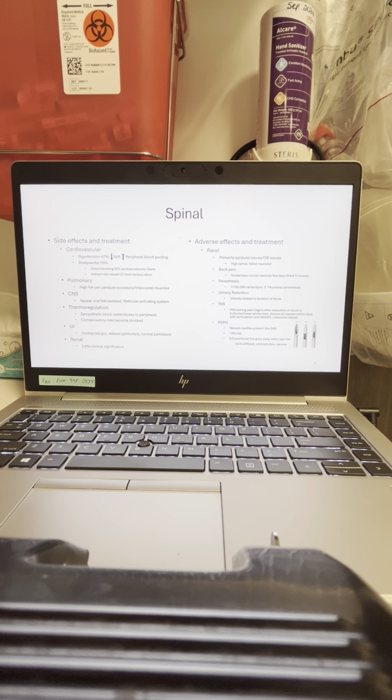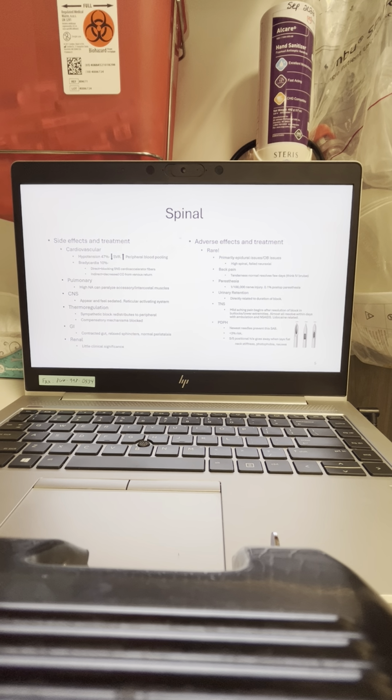So side effects and treatment, as well as adverse effects. I want to preface with all of these are all very rare, especially in the setting that we'll be doing these, which is here for total joints. All of these statistics include where spinals are used worldwide, obstetrics, all that other various things. So starting with side effects and treatment.